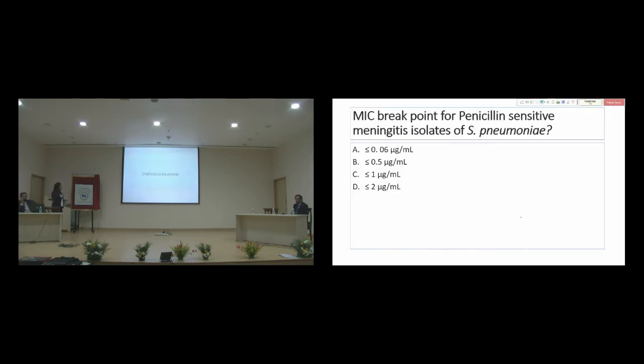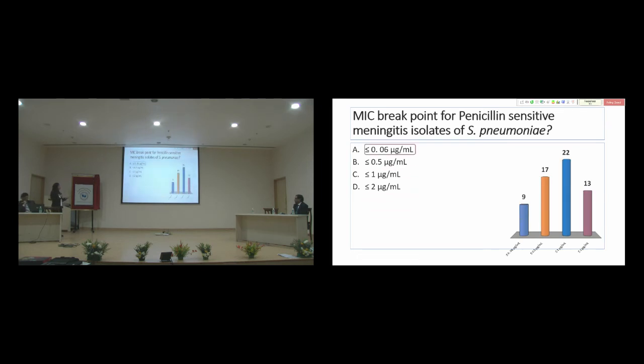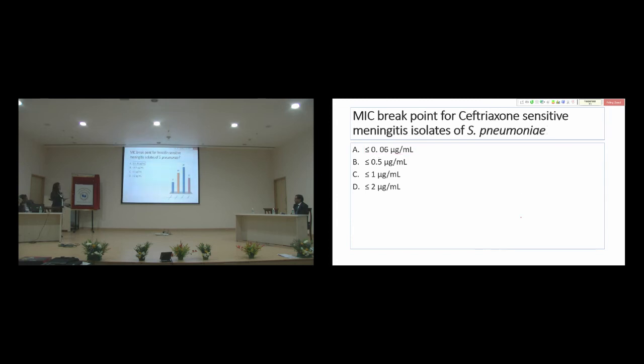So next, coming to next organism, that is Streptococcus pneumoniae. So what is the MIC breakpoint for penicillin sensitive in Streptococcus pneumoniae in meningitis isolates? It is less than or equal to 0.06 is the answer, this is the penicillin sensitive breakpoint for meningitis isolates. Next question, what is the ceftriaxone breakpoint in meningitis isolates of Streptococcus pneumoniae?